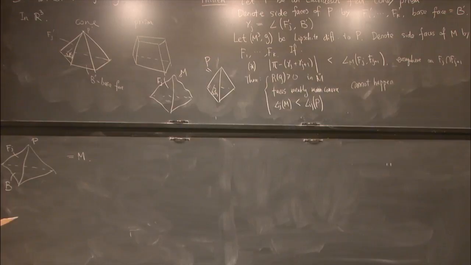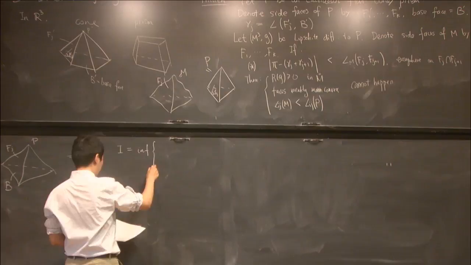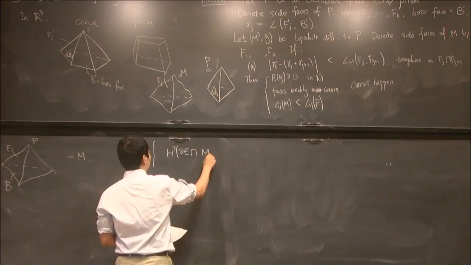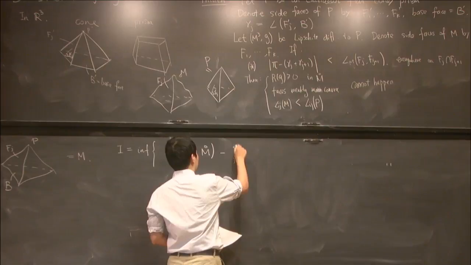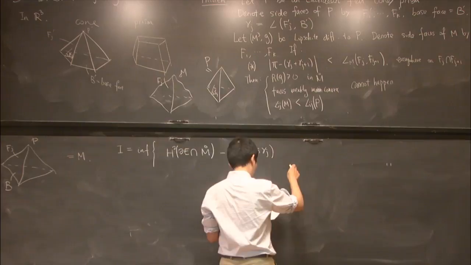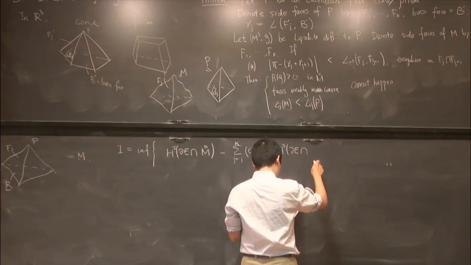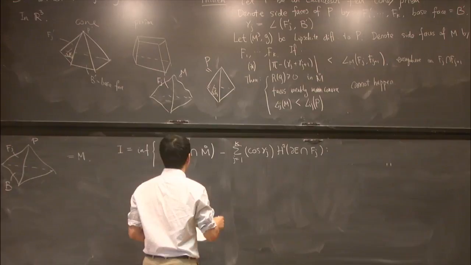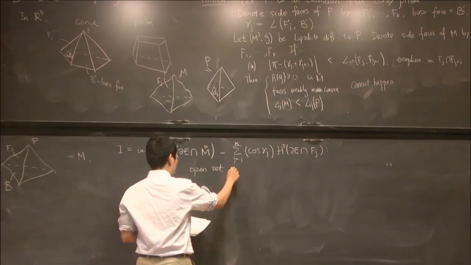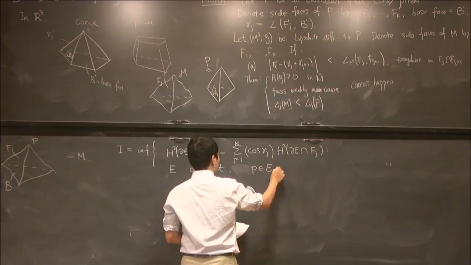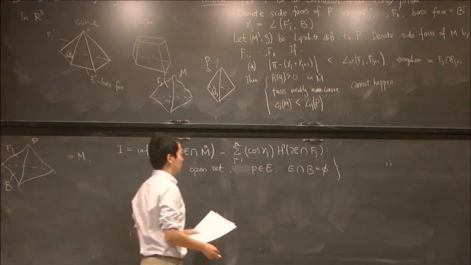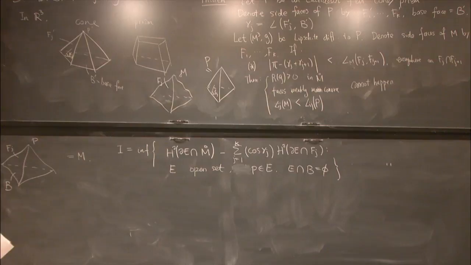Okay, so we're going to consider this quantity, which is the infimum of the two-dimensional Hausdorff measure of an open set E intersecting the interior of M, minus the sum over j from 1 to K of cosine gamma j times the two-dimensional Hausdorff measure of boundary E intersecting FJ. Okay, and we're taking the infimum over all E, which is an open set such that P is contained in E, and E does not intersect B. Okay, so let's give this functional a name and call it F of E.